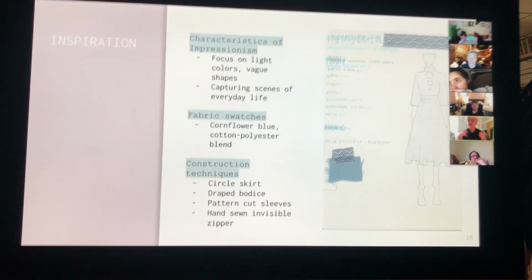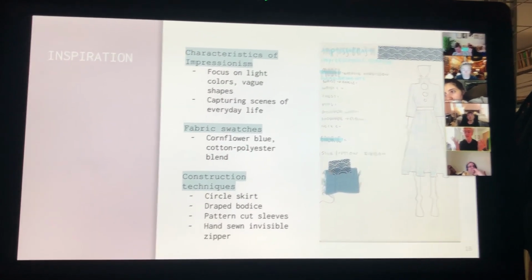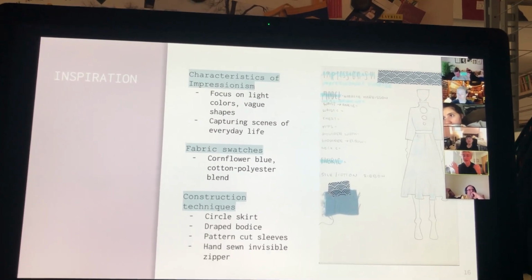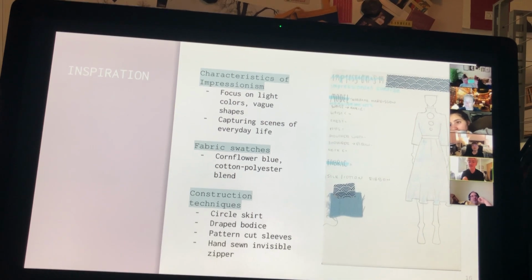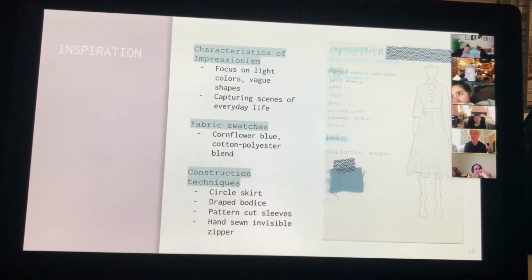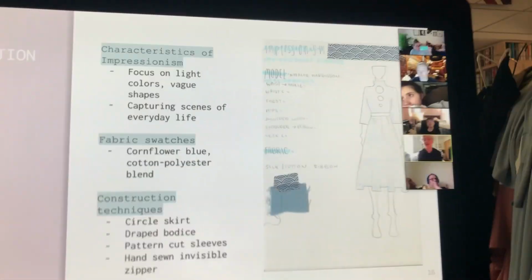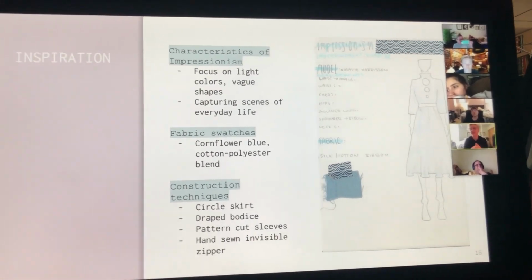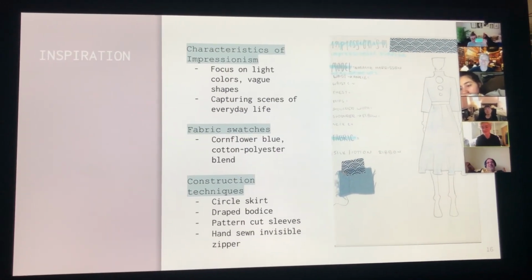I hand draped the bodice, so I just threw some fabric up on the dress form and cut it till it looked okay. And then I pattern cut the sleeves. And then I hand sew my zippers because my zipper foot's broken and I don't have time to buy a new zipper foot because Amazon hates me. So I hand sewed my zippers in there. That was really fun. This is how it turned out.